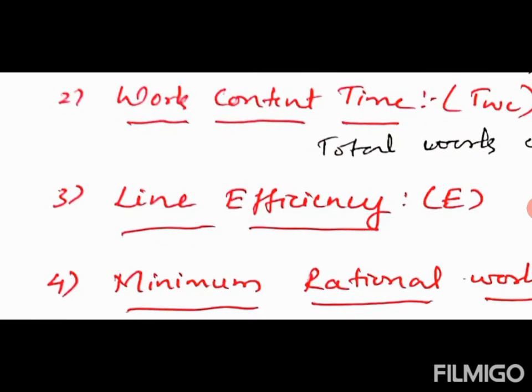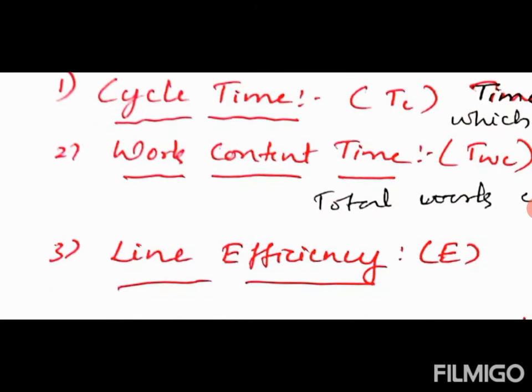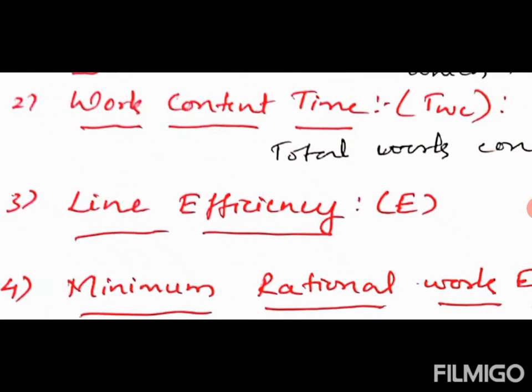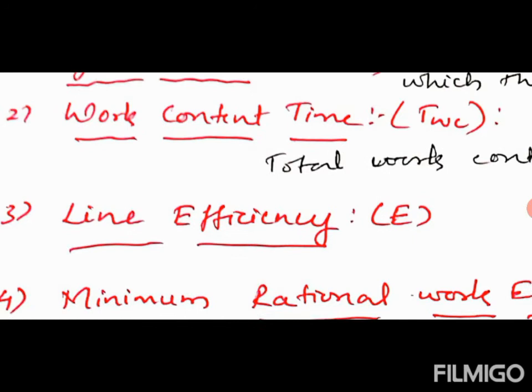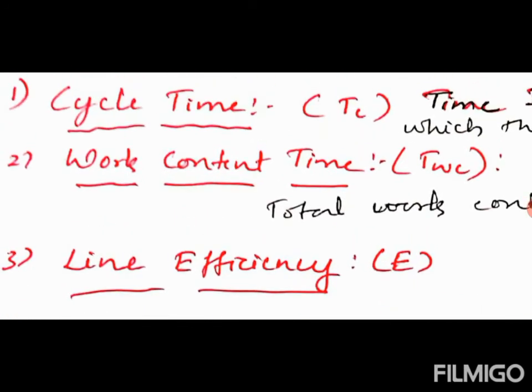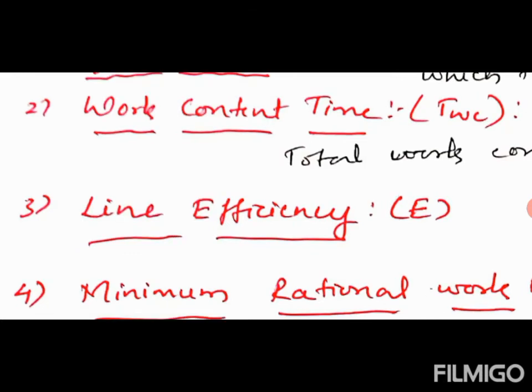Next we go for the third one, that is line efficiency. When we take into account both cycle time and work content time, we can derive line efficiency. How much total work content time there is, how many workstations there are, and how much each workstation is stopping gives us the line efficiency. How efficiently that production line is working, we can derive. Finally, we are finding out line efficiency using line balancing algorithms. Different methods are there, and we are going for finding out the same thing here.